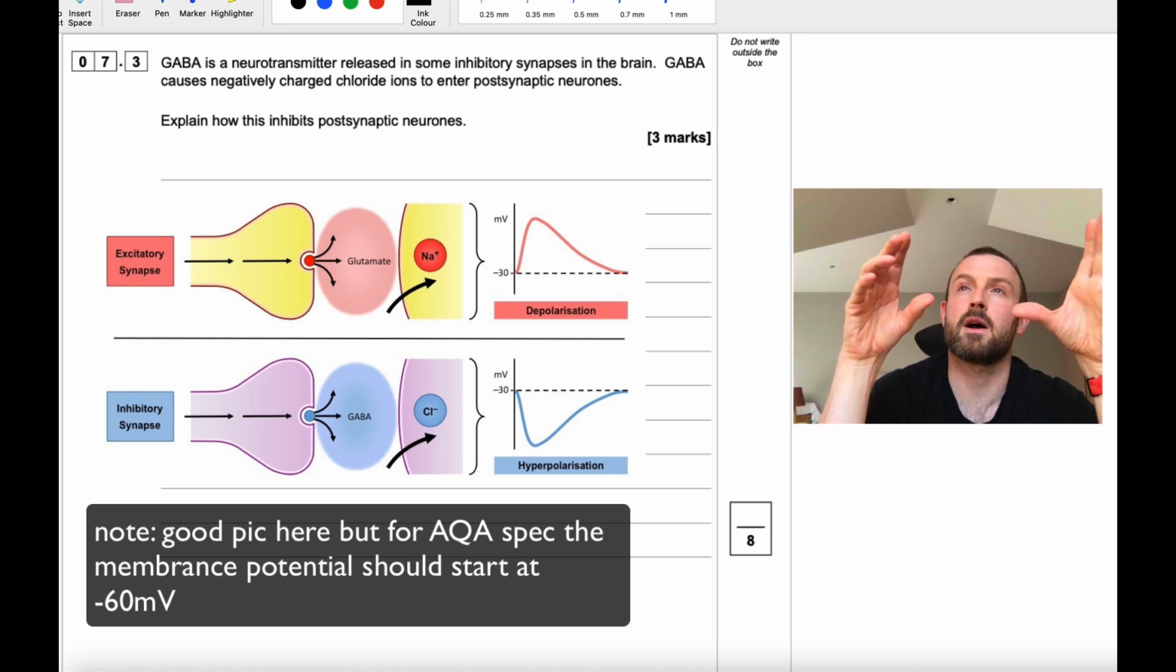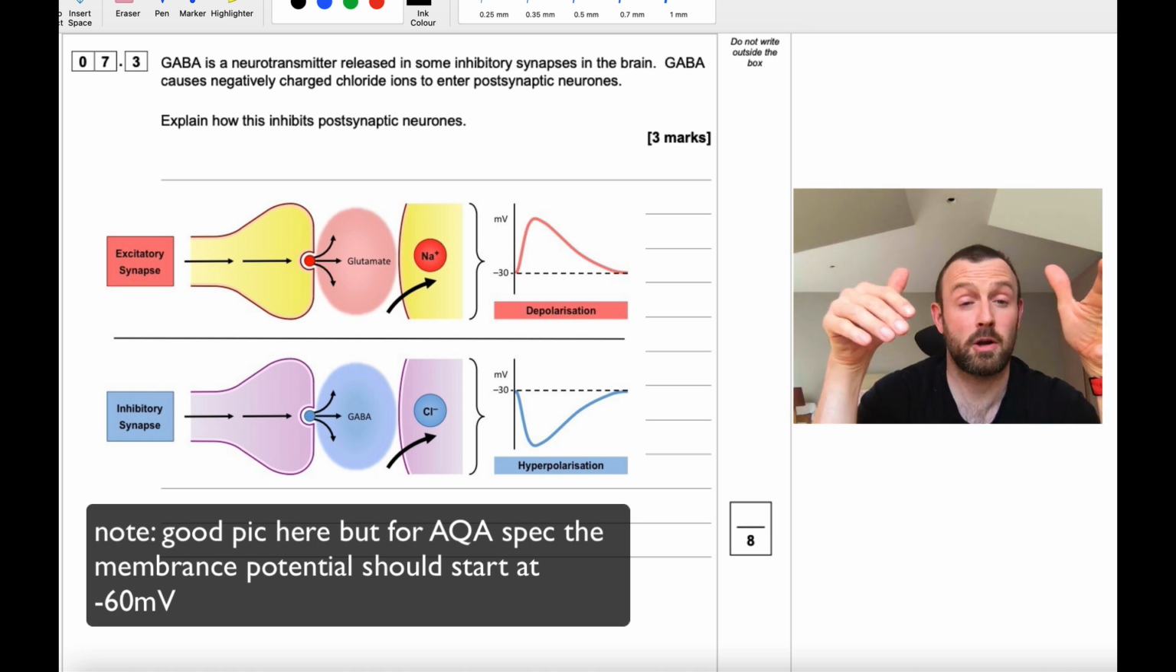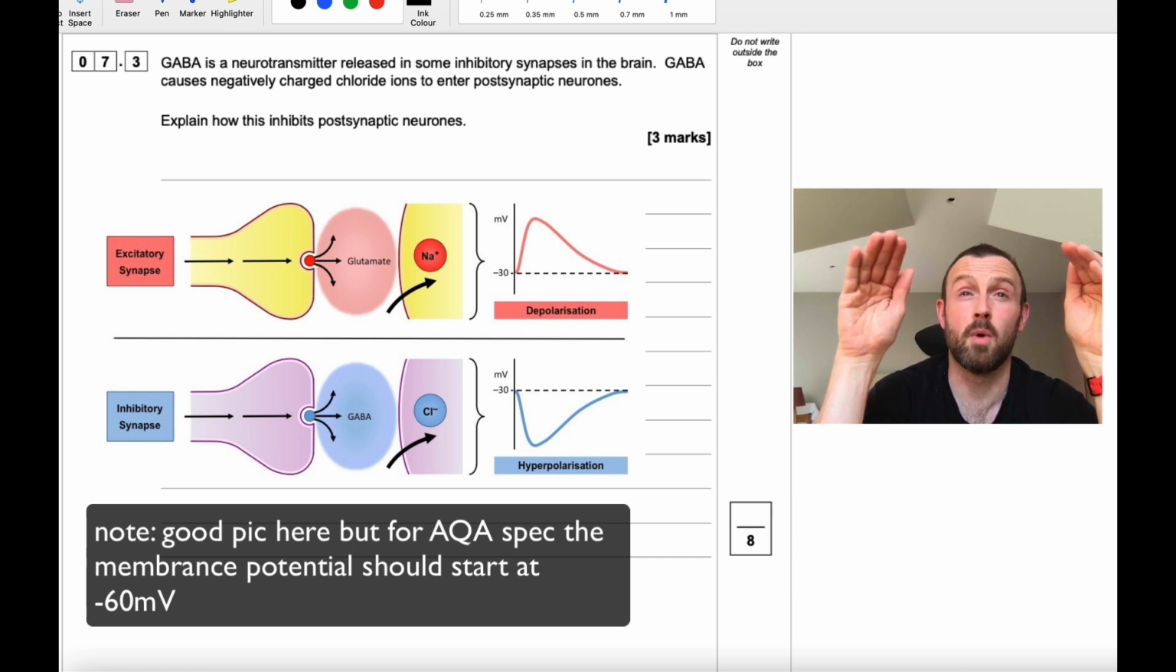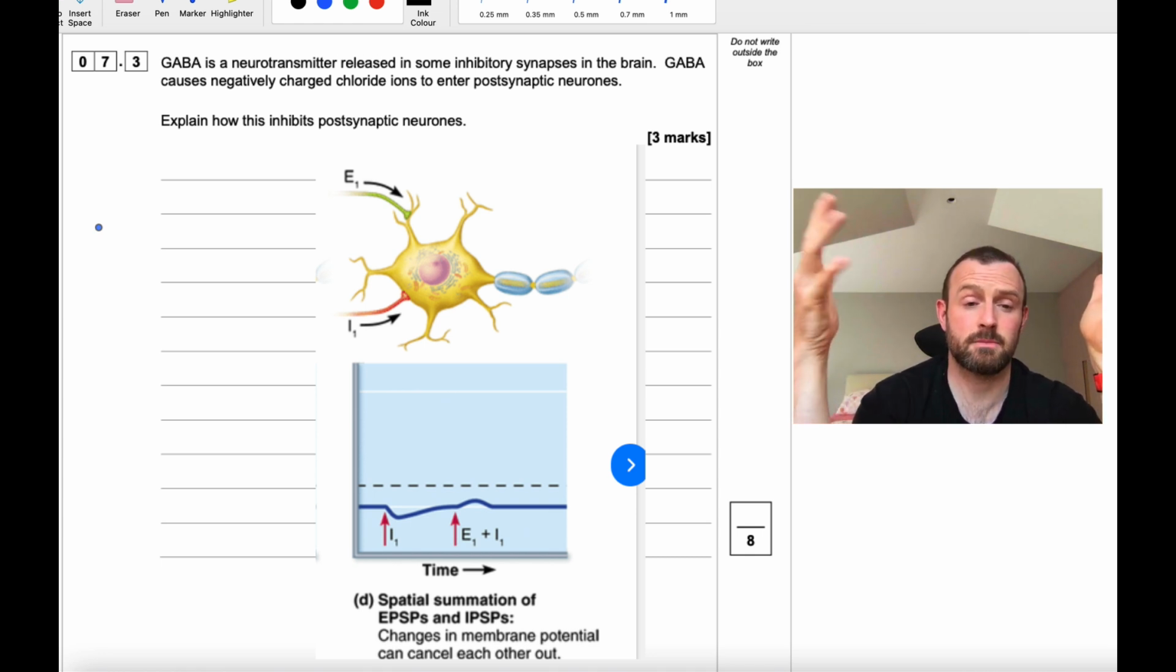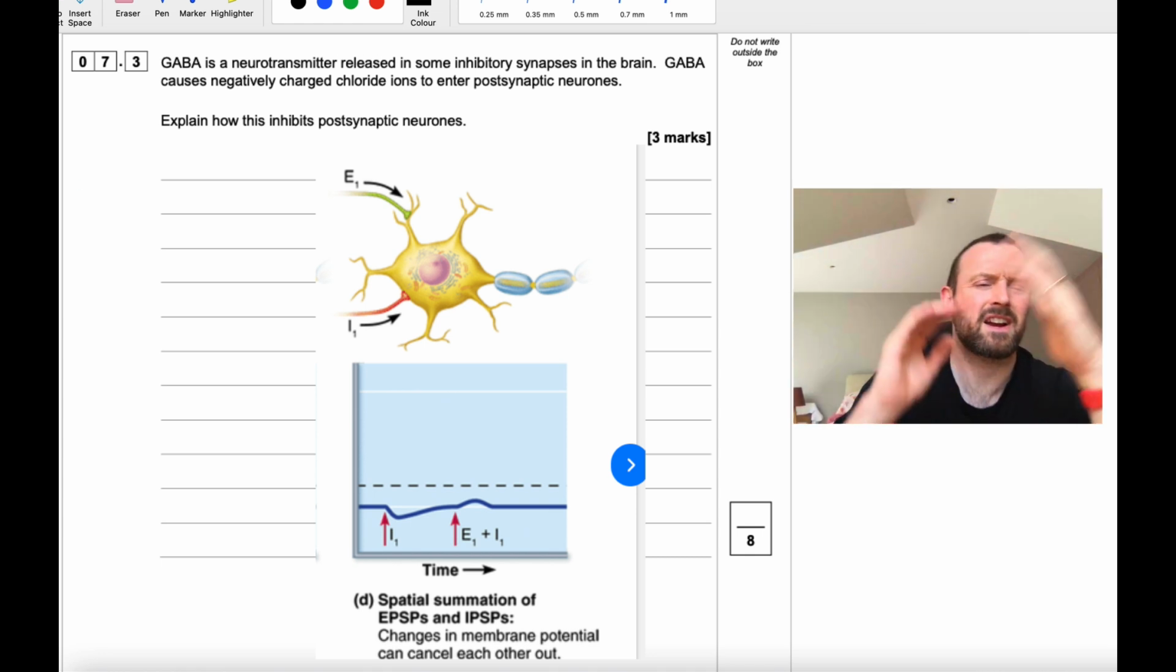This makes them become hyperpolarized, so the membrane potential becomes more negative, which means it's then harder to reach threshold potential, and it's harder for those postsynaptic neurons to initiate an action potential. And in fact, they kind of cancel out.